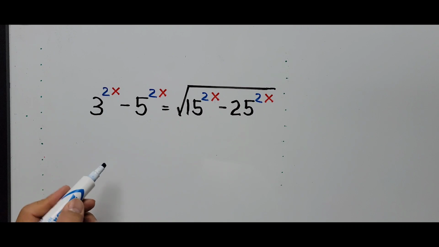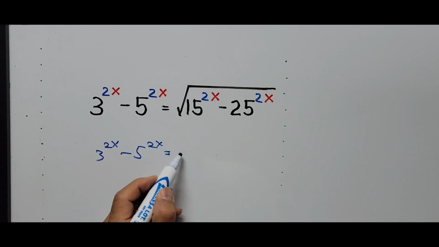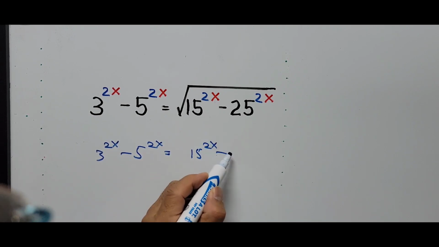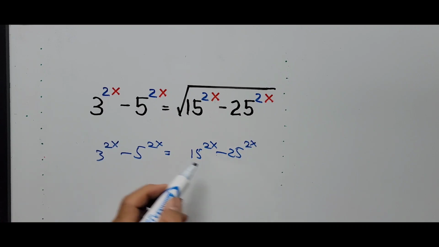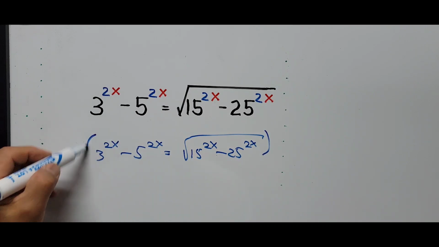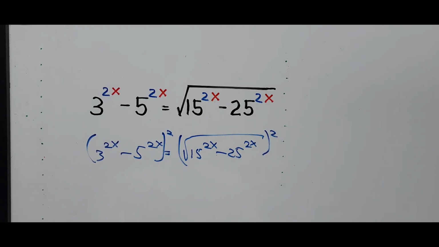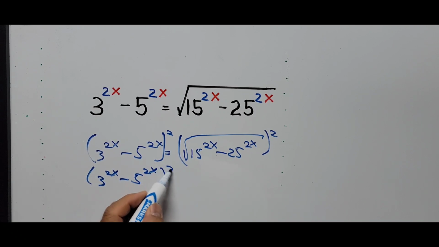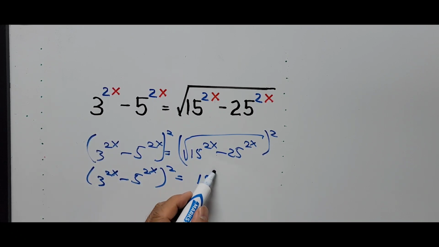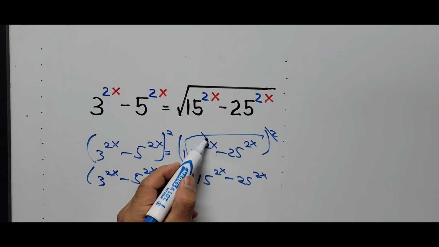First, write the equation. So that's 3 raised to the 2x minus 5 raised to the 2x equals the square root of 15 raised to the 2x minus 25 raised to 2x. And now we're squaring it, to the power 2. The equation now becomes 3 raised to 2x minus 5 raised to 2x, squared, equals 15 raised to the 2x minus 25 raised to the 2x. So the radical sign is gone.